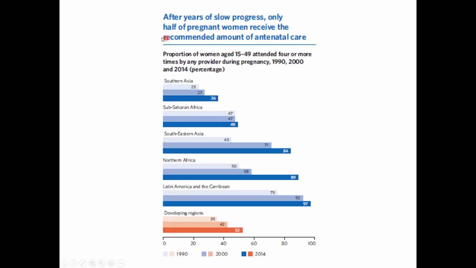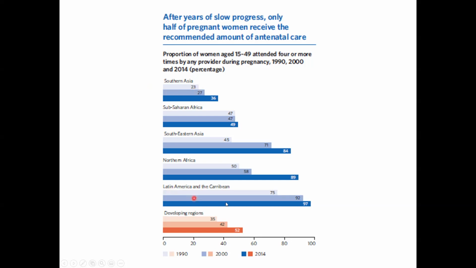So after years of slow growth, only half of pregnant women receive the recommended amount of antenatal care. Here we've got the proportion of women 15 to 49 attended 4 or more times by any provider during pregnancy in 1990, 2000, and 2014. So these are percentages, in developing regions overall, and here's by different regions. So we see still an improvement, which is always really good. But we also still see that the proportion of women attended 4 or more times by any provider during pregnancy is low in many of the regions.